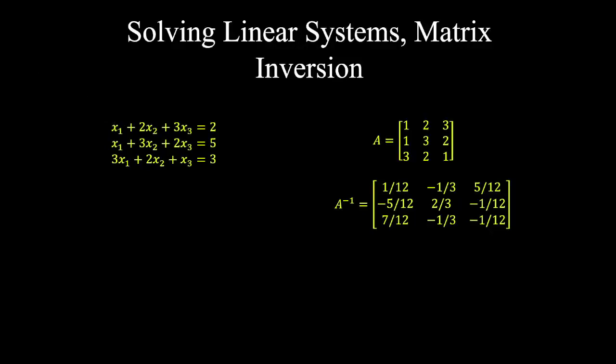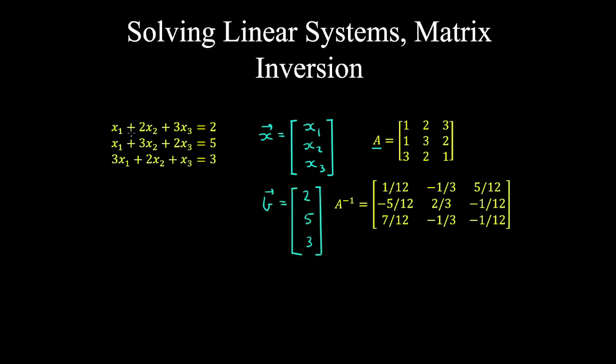Suppose we have a system of linear equations where we represent the coefficients of our variables in the matrix A, and we place our variables in a column vector. And also our constants on the right hand side in a column vector. So therefore this system can be written using our matrix of coefficients times x equals b.